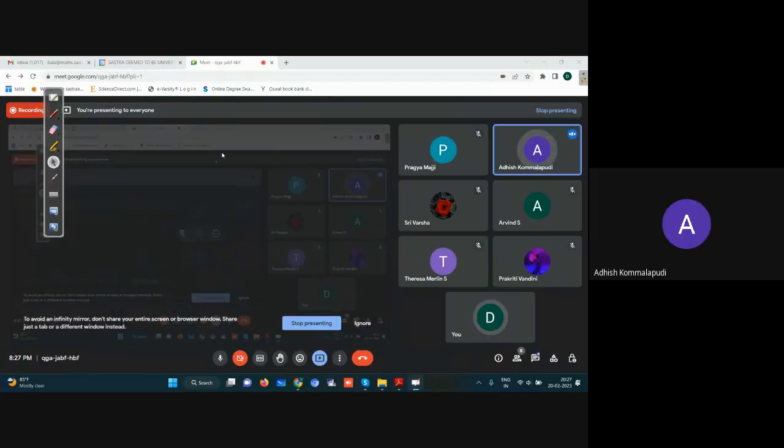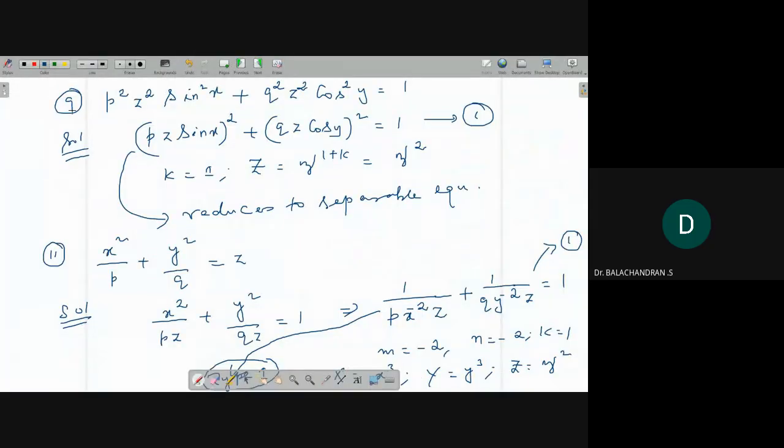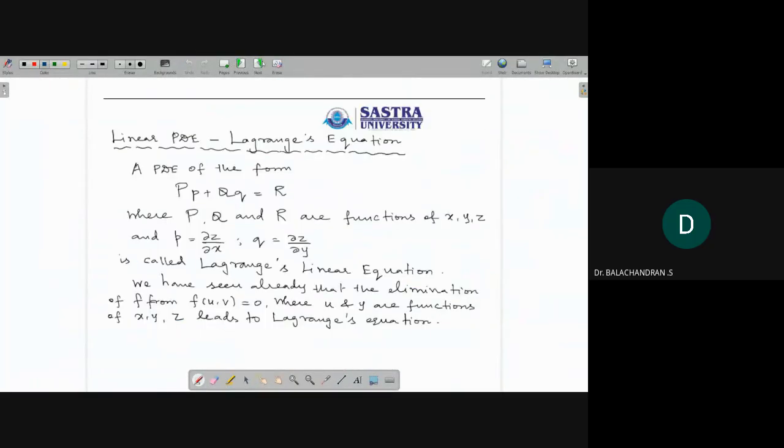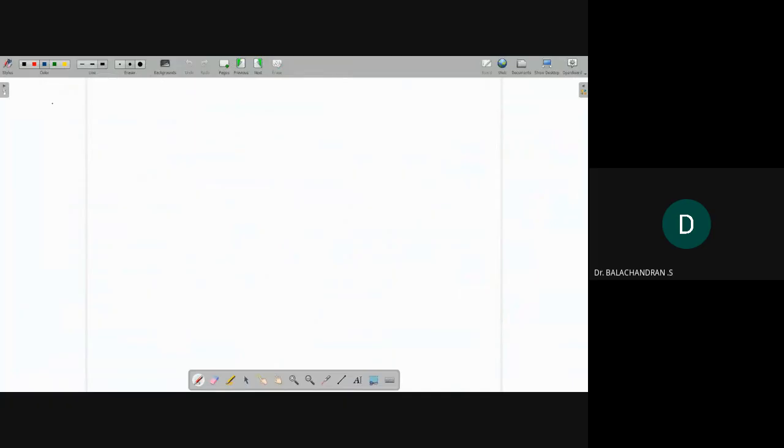Okay, what is time now? What is the 12th problem? Please tell. I will try to finish today itself. Solve p square x plus q square y is equal to z. This is problem number 12.